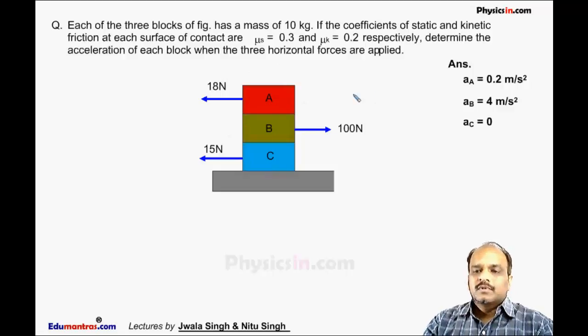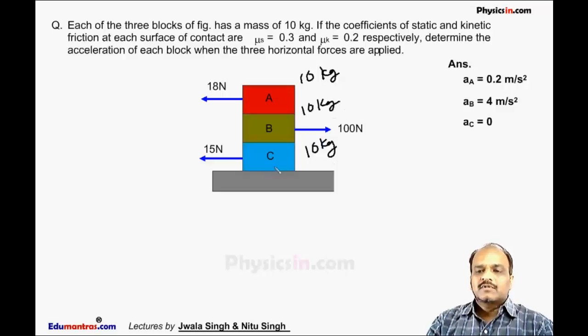Determine the acceleration of each block when the three horizontal forces are applied on blocks A, B and C as shown. So block A is 10 kg, block B is 10 kg, and block C is 10 kg. These are the masses of the three blocks.